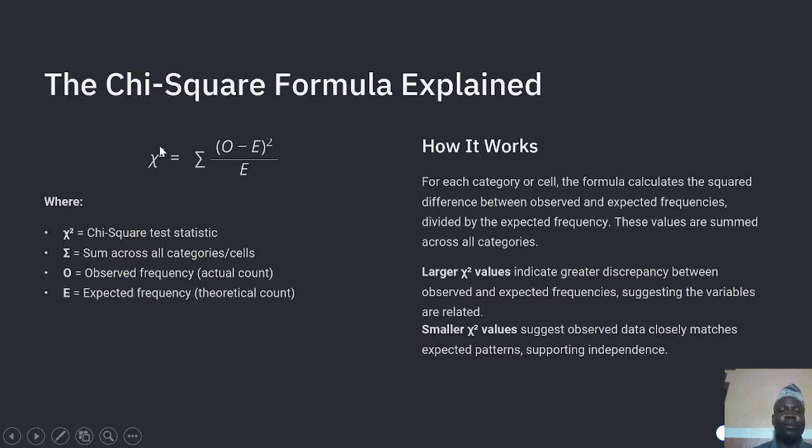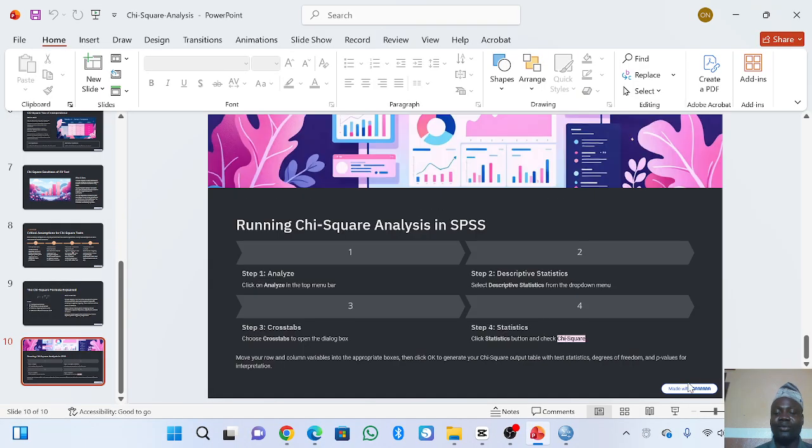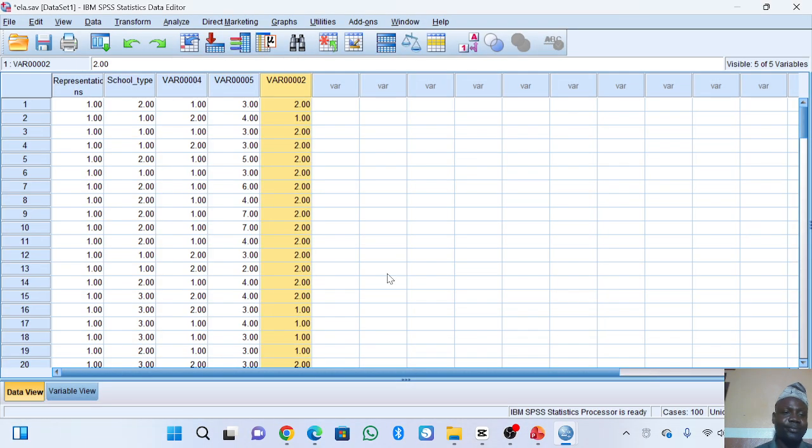So this is the manual computation of chi-square explained. That's the chi-square symbol, and we have the sum across all categories of the observed frequency minus the expected, all squared, and all of that. So how does it work? Each category is calculated through the squared differences, and these are very important. When you are running a chi-square on SPSS, you go to Analyze, Descriptive Statistics drop-down menu, you do Crosstabs and all of that. So at the end, we have come to the end of this. It is now for us to demonstrate it.